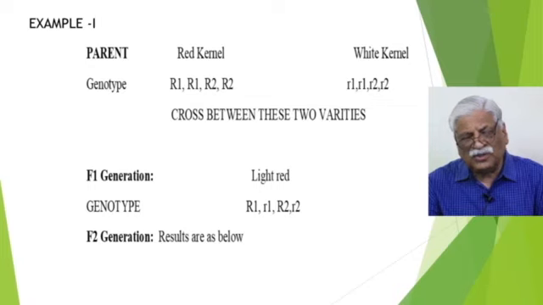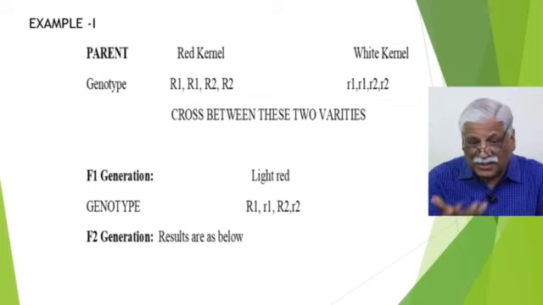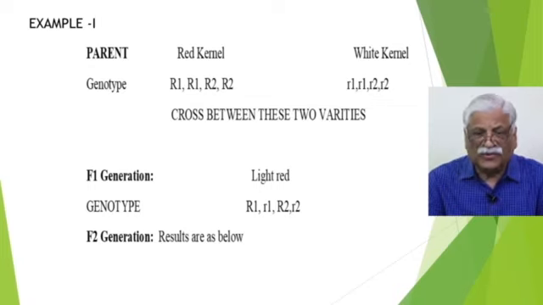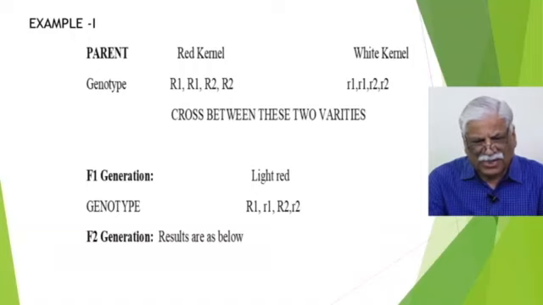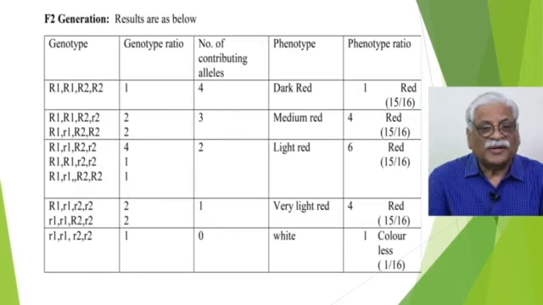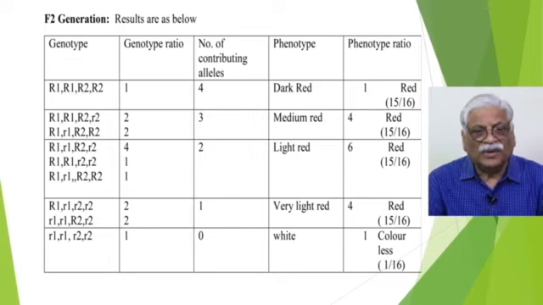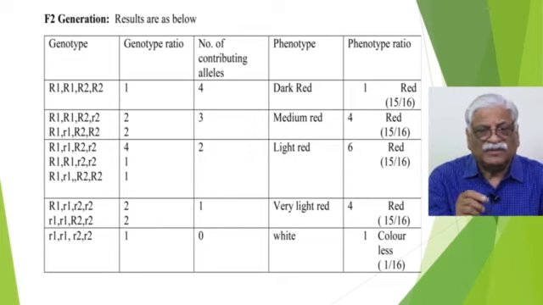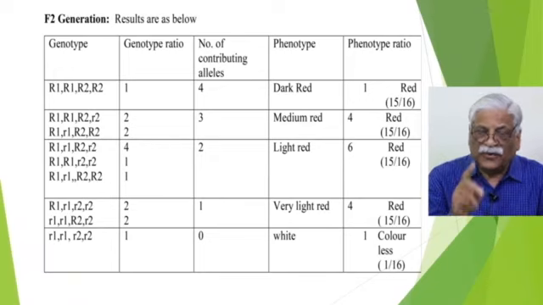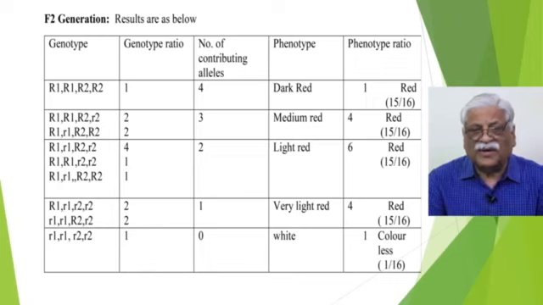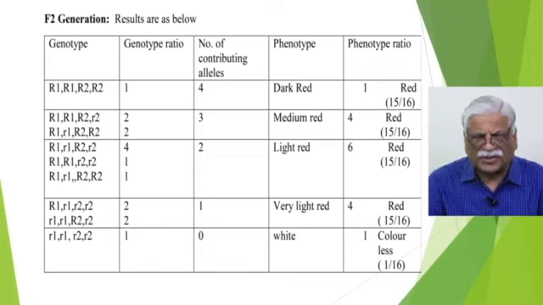Now, what we can do is check whether similar conditions occur in the next generation. Suppose we cross this light red condition with another light red condition having the same genotypes, and see what happens in the F2 generation. Results are shown in this table. Many genotypes and their ratio are shown, the number of contributing alleles, how many genes are basically responsible for a particular color, and the phenotype which prevails. We are not talking about the phenotypic ratio, it is not that important.